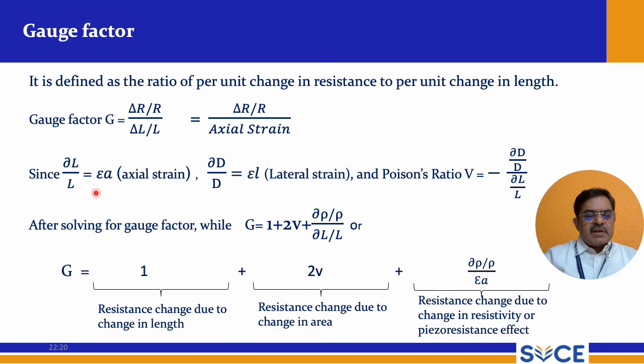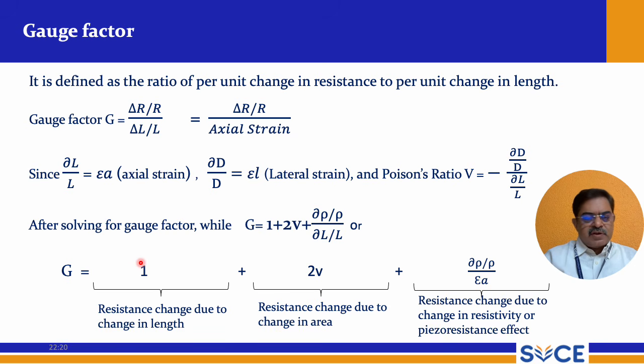So dL by L equals epsilon A, that is axial strain, and dD by D is the lateral strain, epsilon L. The Poisson's ratio here is dD by D divided by dL by L, so that is a negative factor here. And when you substitute this V in the gauge factor equation, the gauge factor will become G equals 1 plus 2V plus d rho by rho divided by dL by L.